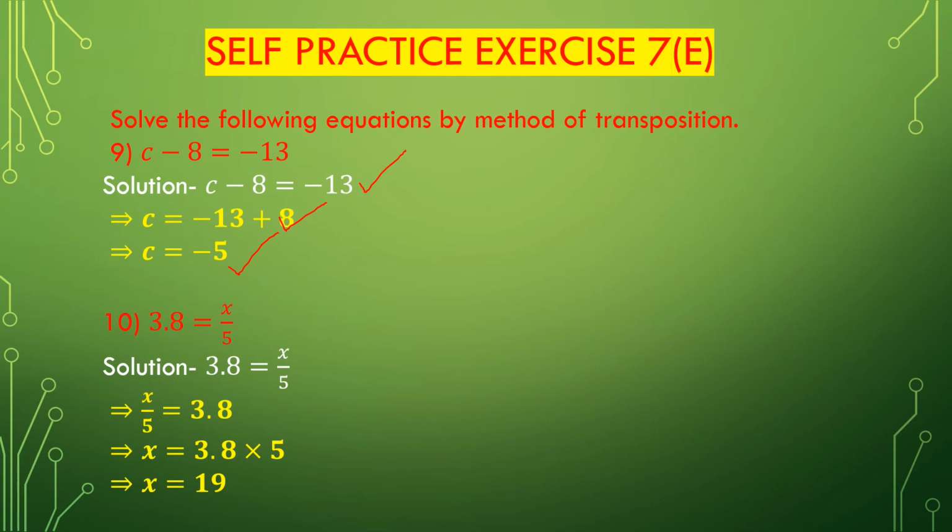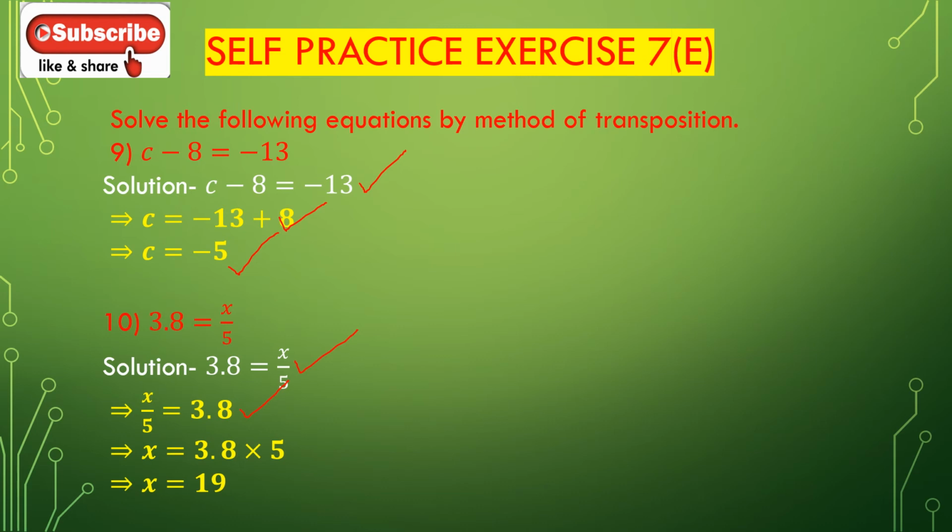Number 10. 3.8 equal to x divided by 5. We can write this equation as x divided by 5 equal to 3.8. x divided by 5 will be on the left hand side and 3.8 will be on the right hand side.